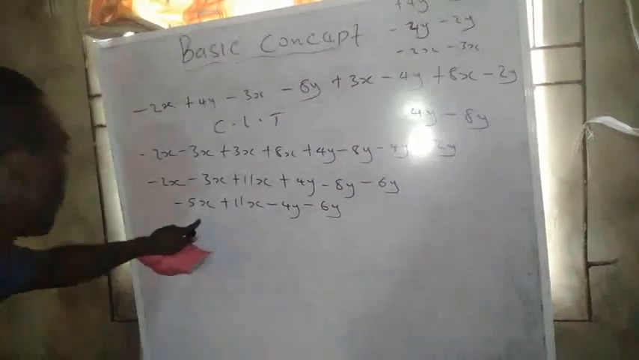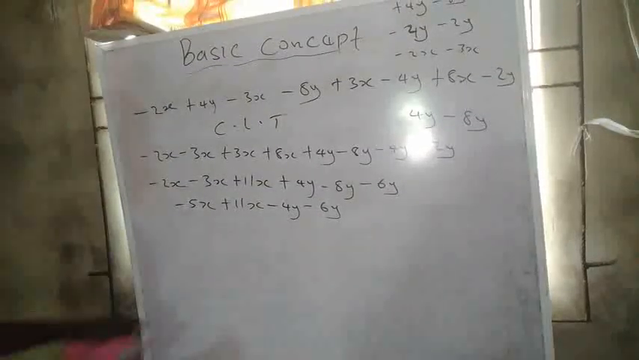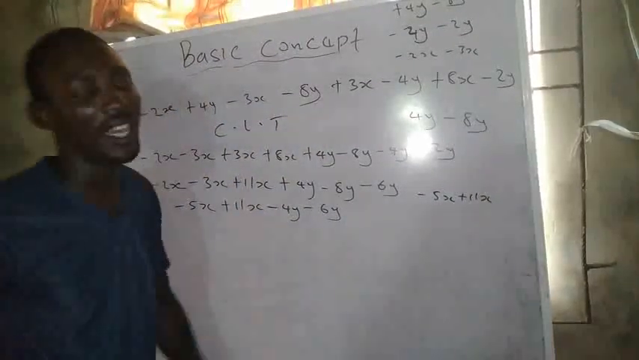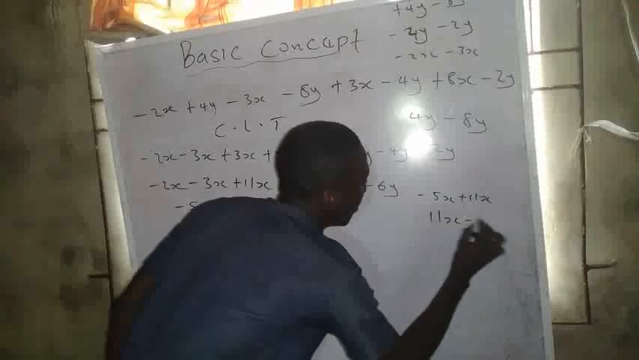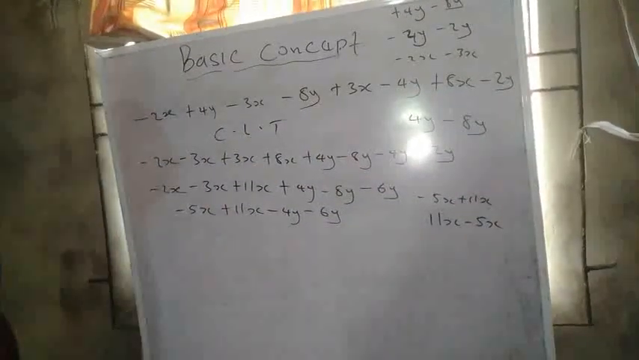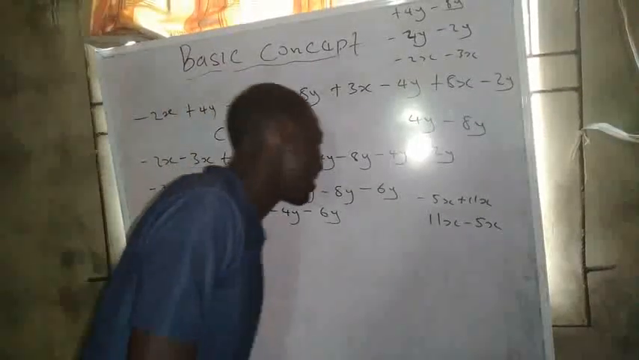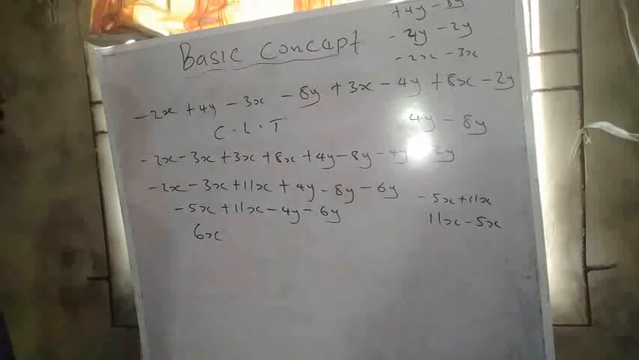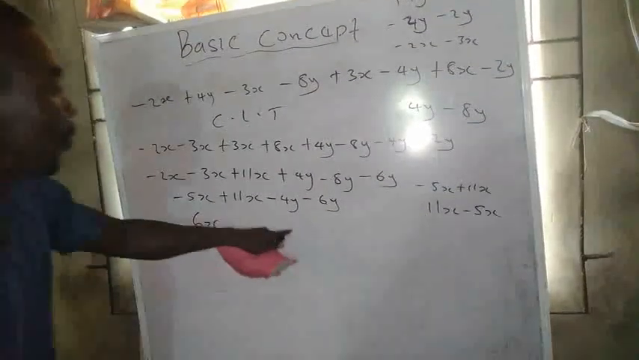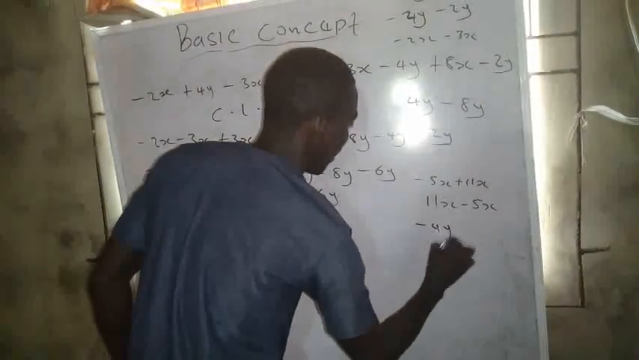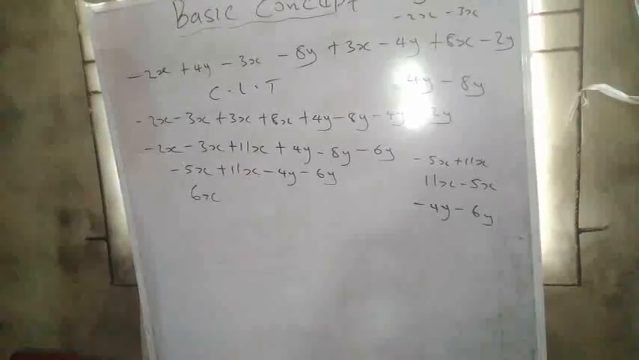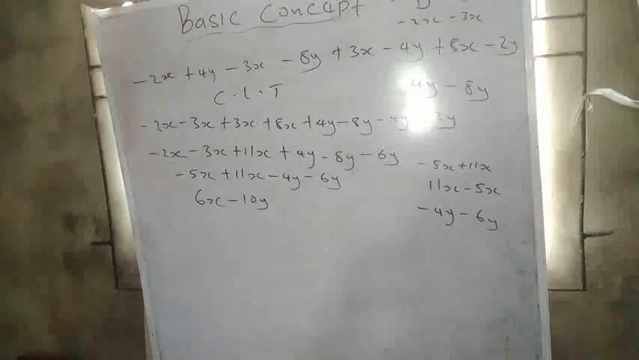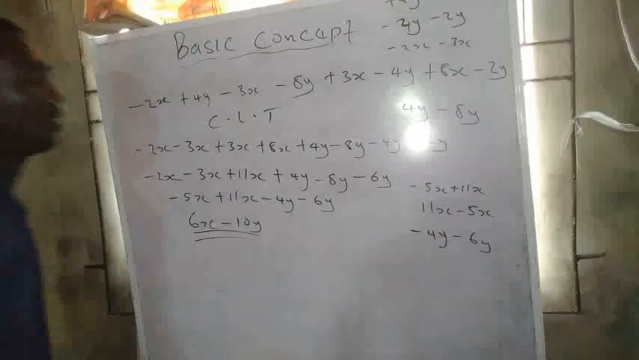We have minus 5x plus 11x. I told you earlier, you write the one that has the positive sign, which is 11x minus 5x. 11x minus 5x is what? I think that is 6x. So we are left with minus 4y minus 6y. They are both debt. That is what? Minus 10y. So for now, I'll leave my answer as this.